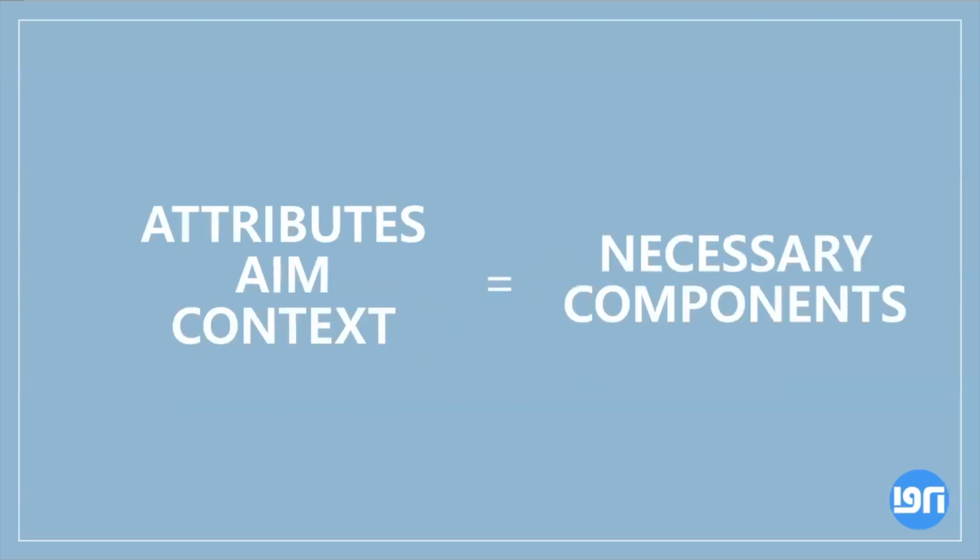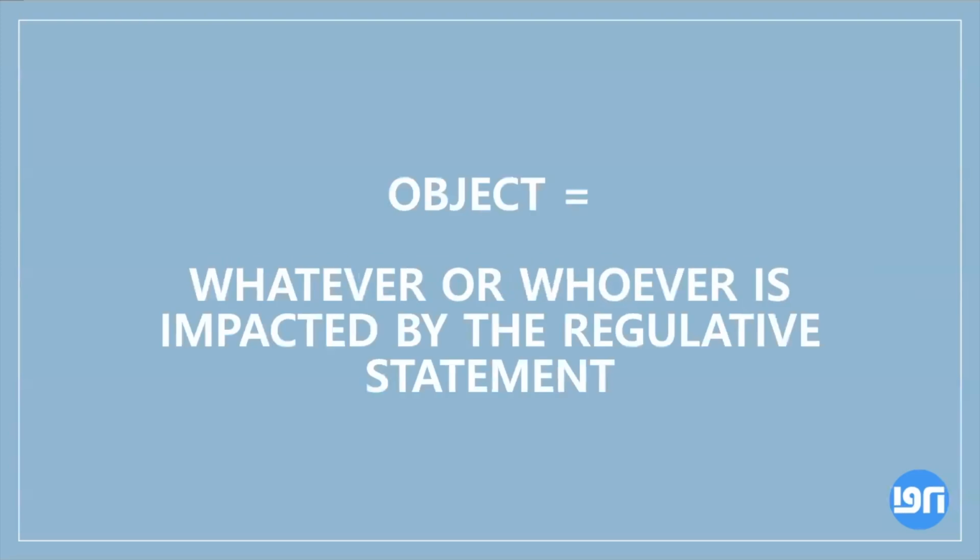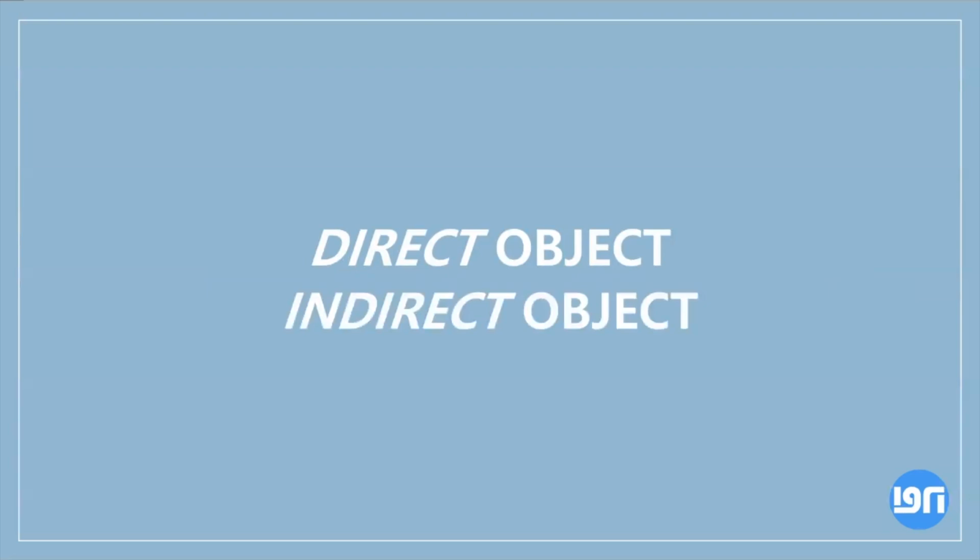The attributes, aim, and context are considered necessary components to any regulative statement. In addition to these, there are 3 other components that a regulative statement can have, but does not need to have. We refer to these as sufficient components. The first of these is the object. The object is whatever or whoever is impacted by the regulative statement. Objects can be impacted either directly, in which case we refer to them as direct objects, or indirectly, indirect objects.